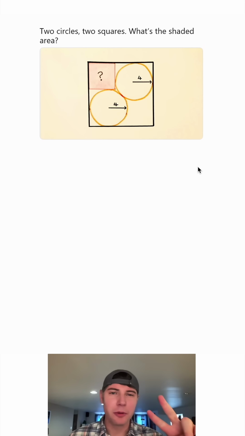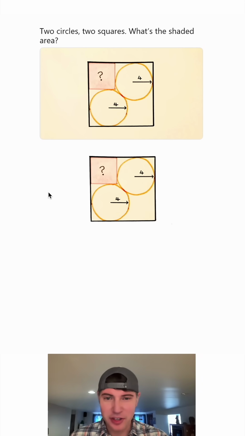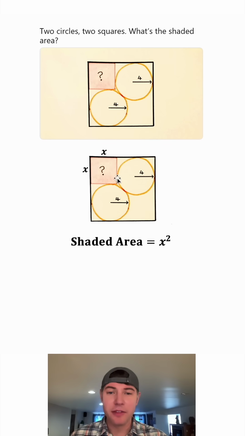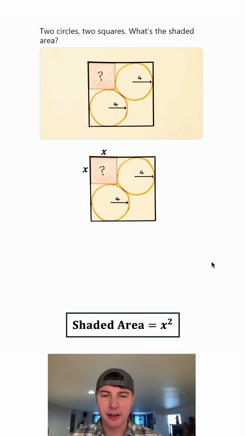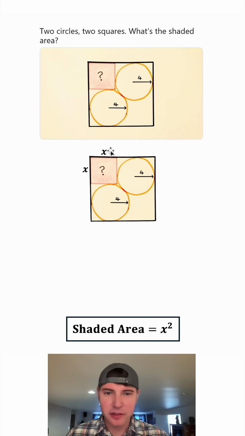Since we're trying to solve for this square, let's give it side lengths of x. And that means that the area of this square, the shaded area, will be equal to x squared. And this will be the answer to our question, so let's put a box around it. And let's move it down here. Next, let's focus on the top of the larger square.